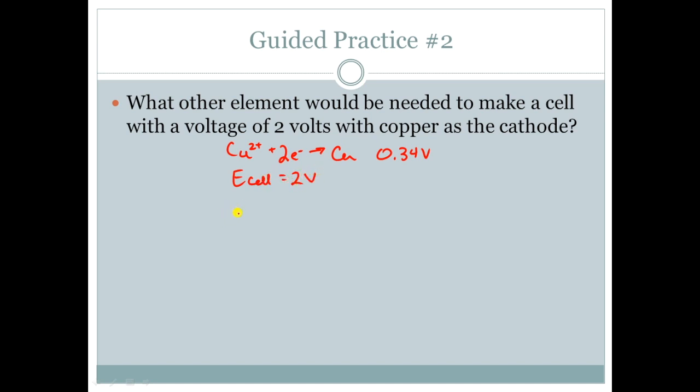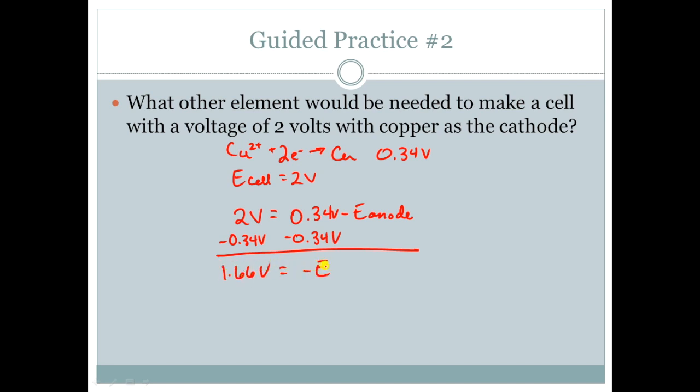And we're going to plug this all into our equation. Our E cell is 2 volts. We're told that copper has to be our cathode, so we'll plug that in as our cathode, minus E anode, which we don't know. So now we've got to do our algebra. We're going to subtract 0.34 volts from both sides. That gives us 1.66 volts equals negative E anode, which means we've got to divide both sides by negative 1, which basically means we're flipping the signs. So our E anode value is going to be negative 1.66 volts.